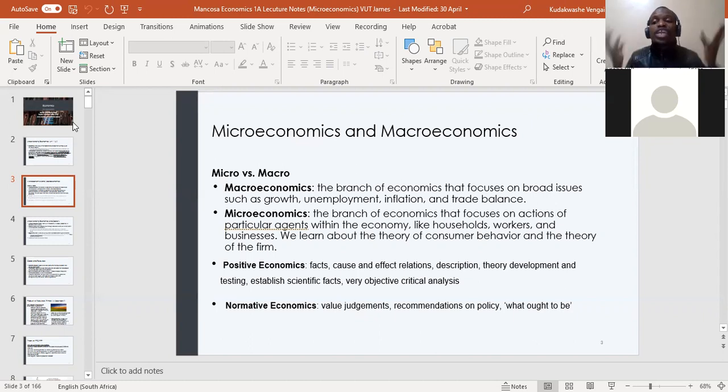Then there is normative economics. These are value judgments and recommendations. We are asking ourselves questions like, should we increase the tax rate or not? Should we charge the people that earn more money a higher tax? Should we distribute income to the poor people? Should we have unemployment benefits in the country or not? These are value judgments, recommendations, what ought to be. So that's normative economics. On one end, macro versus microeconomics; on the other, positive versus normative economics.